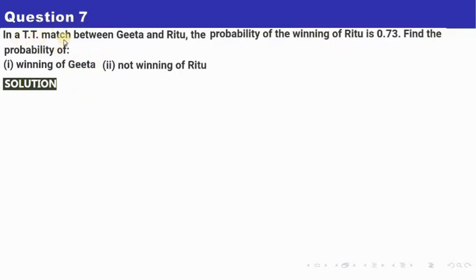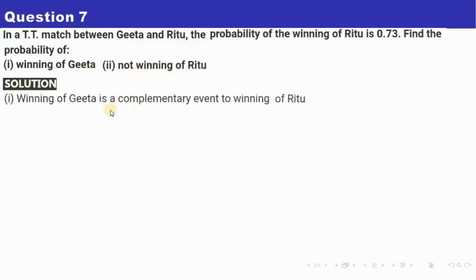In question number 7, in a TT match between Geeta and Ritu, the probability of winning of Ritu is 0.73. Find, number 1, the probability of winning of Geeta, and number 2, the probability of not winning of Ritu. Let me take the first case. Winning of Geeta is a complementary event to winning of Ritu, isn't it? Both are exactly opposite to each other. That is why they are complementary events to each other.